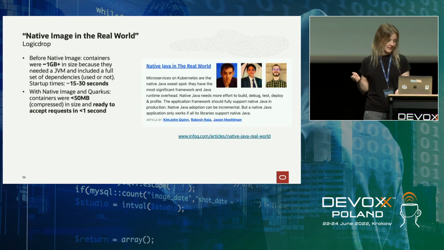And this is a more recent example. So these folks are also using native image, and what they shared is they got their container image size significantly smaller, so from 1 gigabyte to, what was it, to under 50 megabytes, and the startup time is way faster, so from 15 seconds to something like under 1 second as well.